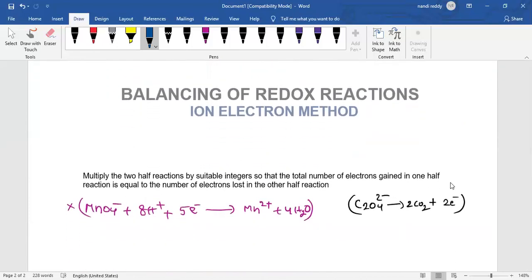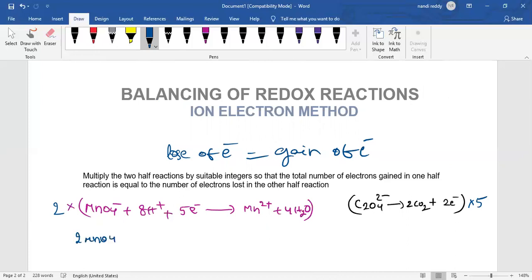multiply the two half reactions by suitable integers so that the total number of electrons gained in one half reaction is equal to the number of electrons lost in the other half reaction. Already we know that one. Loss of electron equals gain of electron. This is the basic principle. So now here 5 electrons gained, here 2 electrons lost. How can we equalize both? By multiplying this by 2 and this by 5. Now check it here. How much will you get?